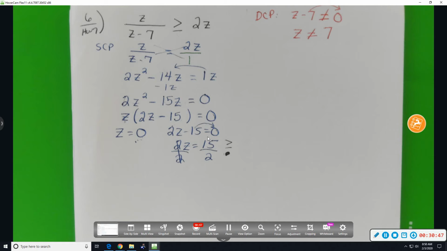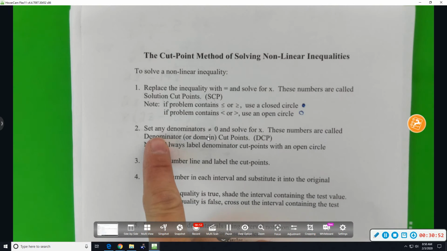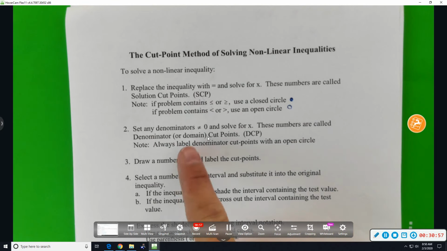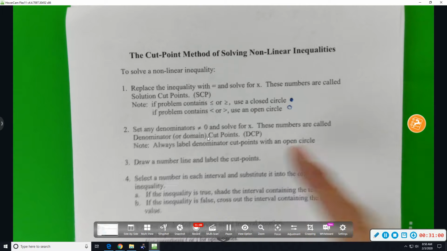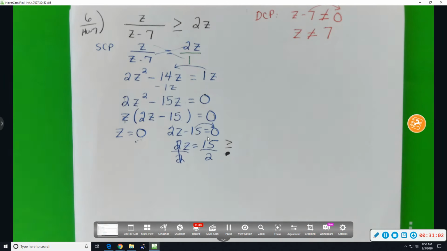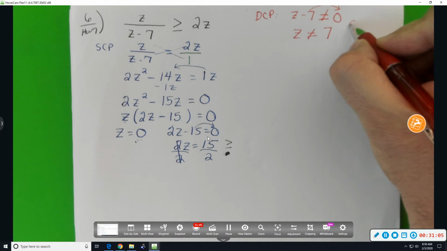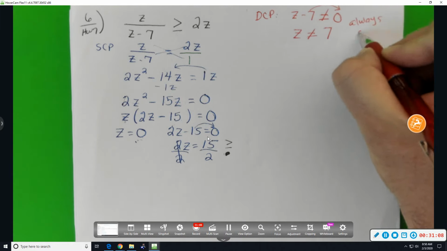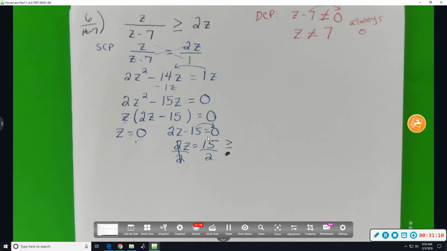Even though I'm not looking at that sequence of steps, I'm seeing it in my head. So if you want to look at it, denominator can't be 0, solve for, well, in this case, z. Always label denominator cut points with an open circle. You don't look at the symbol for the denominator cut point. Always open circles. So we have 3 cut points that we have to label on the number line. Make sure you're labeling them in numerical order.